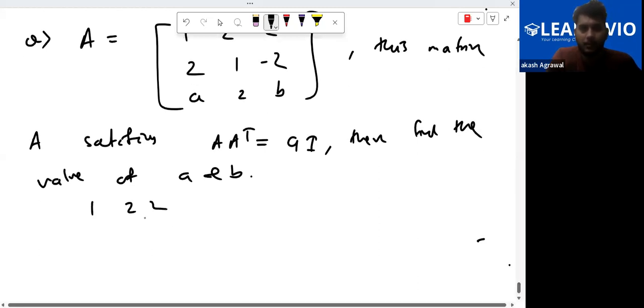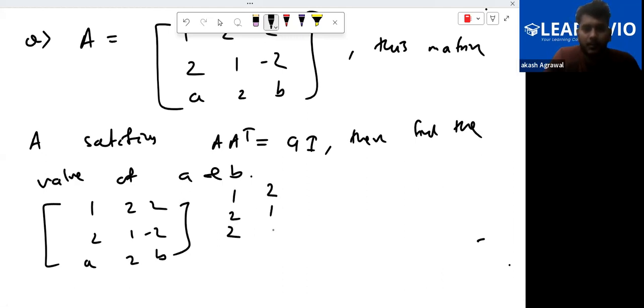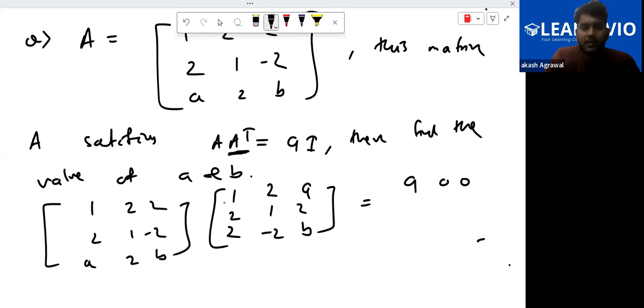We have the matrix 1, 2, 2; 2, 1, minus 2; a, 2, b. So we'll take transpose of this, and this is equal to, they have given, 9I. Why would we directly take transpose? Because they are saying A A transpose. I thought it was A into identity matrix. No, no, no, it is transpose. Okay. No issues. So please check here.